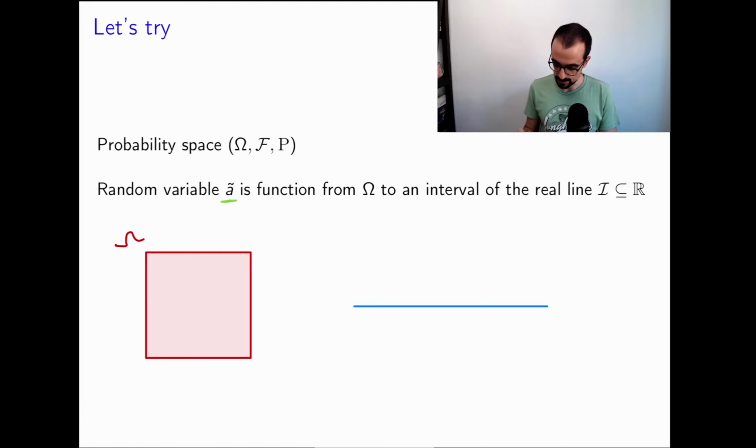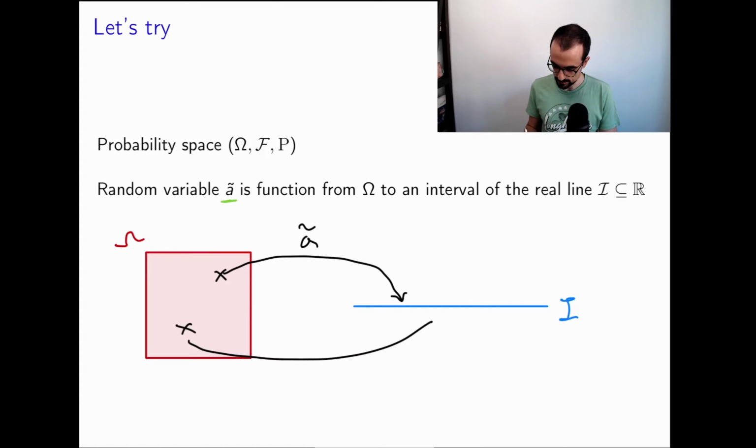Okay, this is the interval of the real line. This is what we call I, for interval. And now the random variable takes every point in omega and maps it to a different point in the interval. Just as in the case of discrete random variables, we will never actually do this. We will never define the probability space and the function and so on. We're going to define other quantities that allow us to manipulate the continuous random variable directly. But first we need to figure out how we're defining it mathematically. Okay, so bear with me.